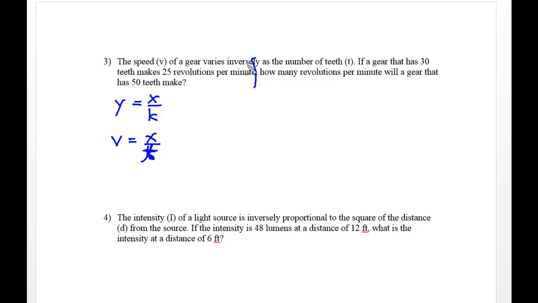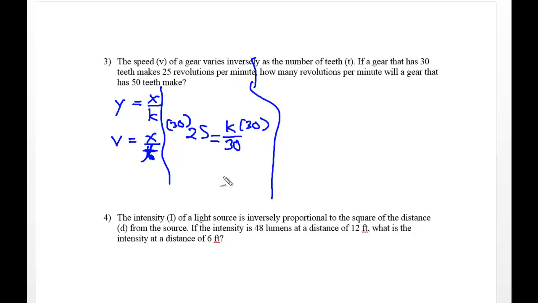This little line here represents the first half of the sentence that will help us solve for k. A gear that has 30 teeth, and teeth would be t, so that would be 30 under the t, makes 25 revolutions a minute, so that's 25. Now this lets us set up for k. If I multiply both sides times 30, because that's clearing the denominator here, what I get is 30 times 25, which is 750, equals k.